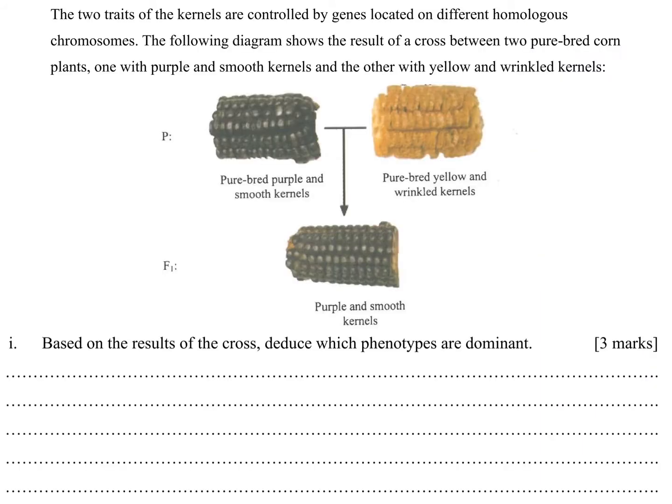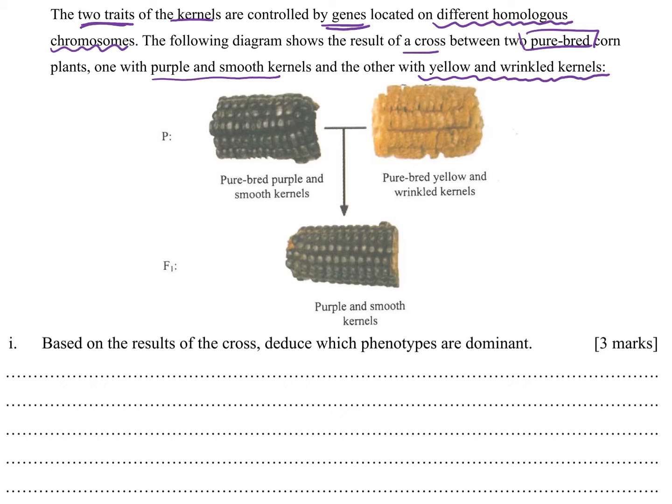Please download the classwork 26.4 from the Google Drive. Let's take a look at question 1. The two traits of corns are controlled by genes located on different homologous chromosomes. The following diagram shows the result of a cross between two purebred corn plants, one with purple and smooth corns, the other one with yellow and wrinkled corns.